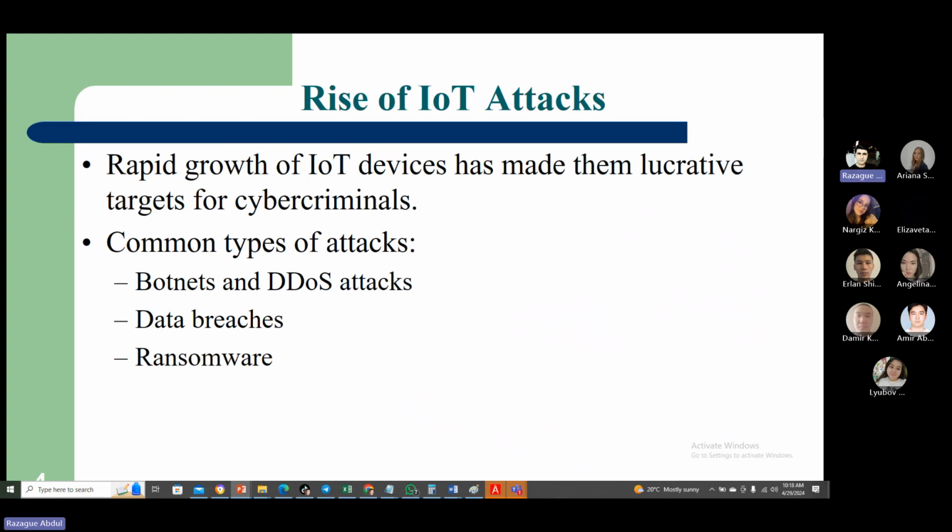IoT ransom attacks typically involve compromising vulnerable devices such as network attached storage, which we usually call NAS devices, smart TVs, and industrial control systems, and encrypting their data or disrupting their functionality. The attackers then demand ransom payments from device owners in exchange for restoring normal operations.